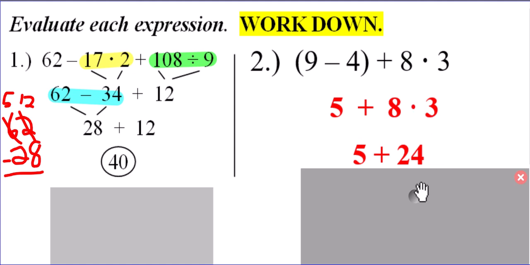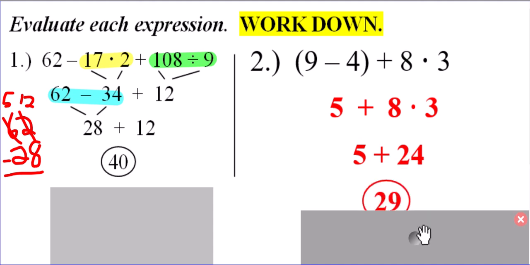You should not need to use a calculator. All right, so I did multiplication. There was no division. Now I look for addition or subtraction. And yeah, here we go. 5 plus 24, boom, 29.